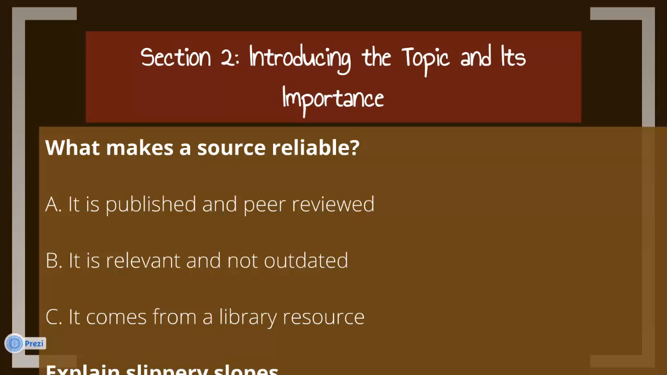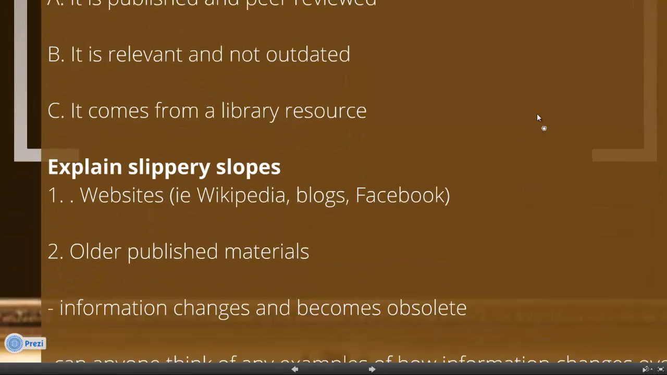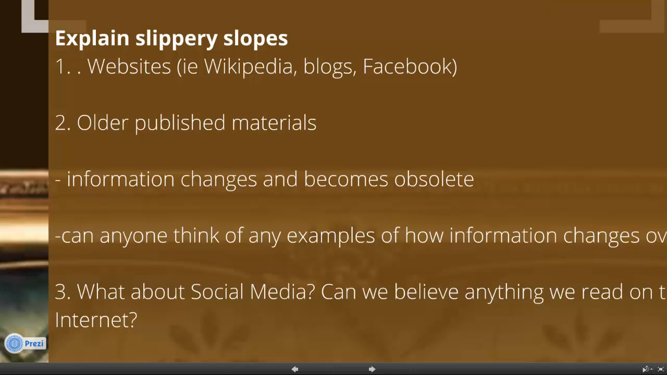C, it comes from a library resource. This will help students find the best reliable resources, and we'll get more into that later. Explain slippery slopes. Websites, for example, Wikipedia and blogs and Facebook, and older published materials. Information changes and becomes obsolete.